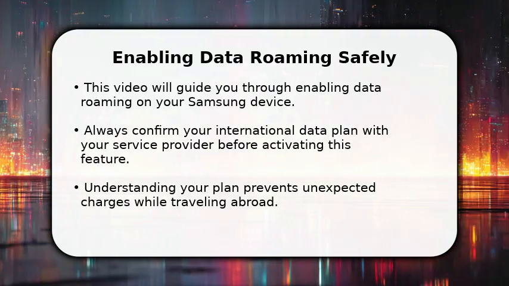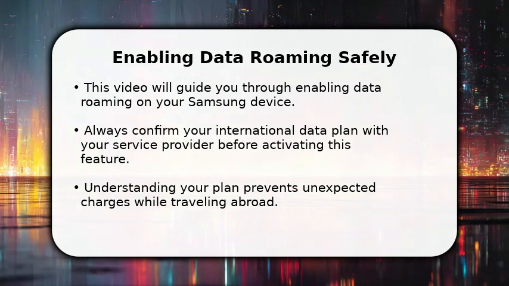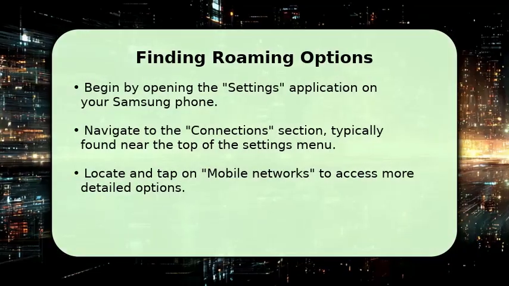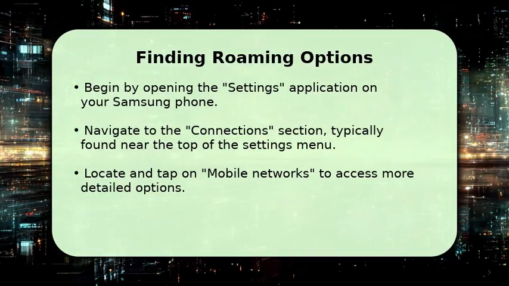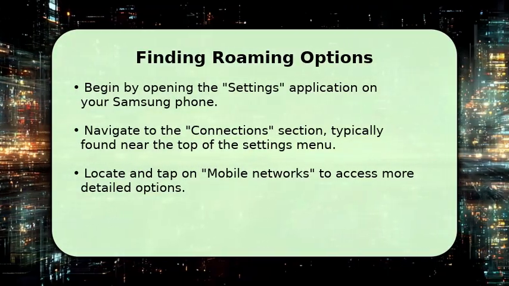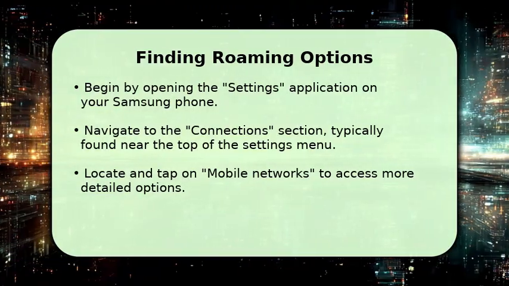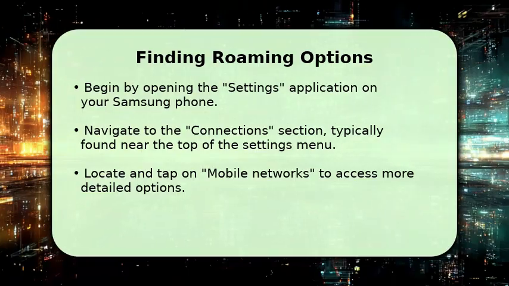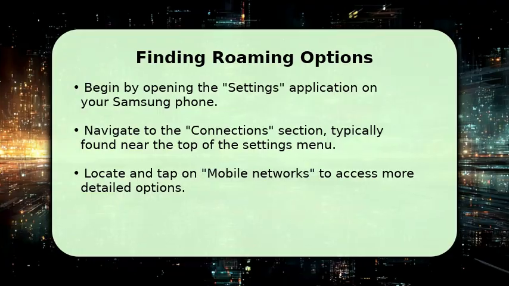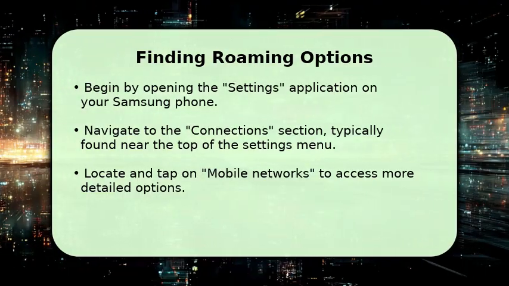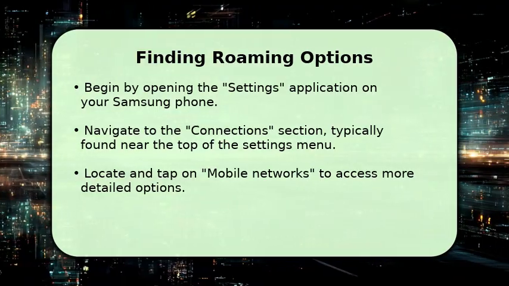Many providers offer daily or weekly passes, which are often more cost-effective than standard pay-as-you-go rates. To start, unlock your Samsung device and locate the Settings application, often represented by a gear icon. Once in Settings, you will find the Connections menu, which manages Wi-Fi, Bluetooth, and mobile data. Tap on Connections and then select Mobile Networks from the list of available options. This path will lead you directly to the controls for managing your cellular data features.